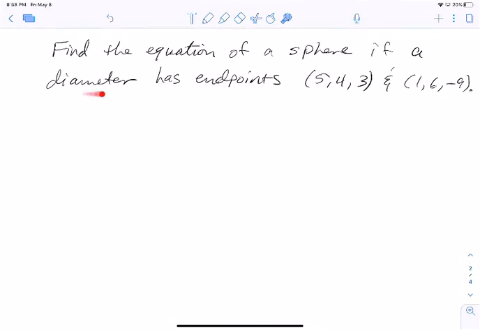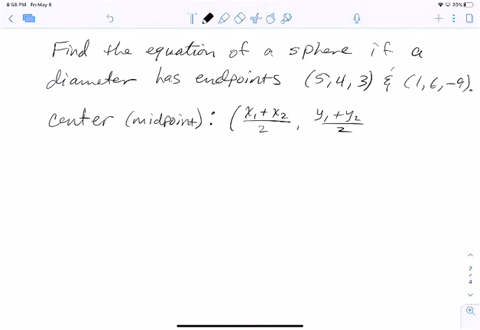Next up, we're going to find the equation of a sphere if its diameter has endpoints 5, 4, 3, and 1, 6, -9. Now we know that the center is going to be the midpoint of the diameter. And the midpoint formula in R3 is what you would expect it is: x1 plus x2 over 2, y1 plus y2 over 2, and then we bring in the z coordinate, z1 plus z2 over 2.